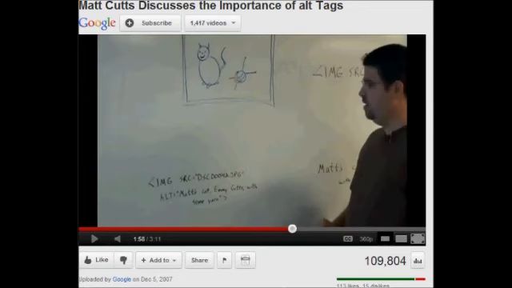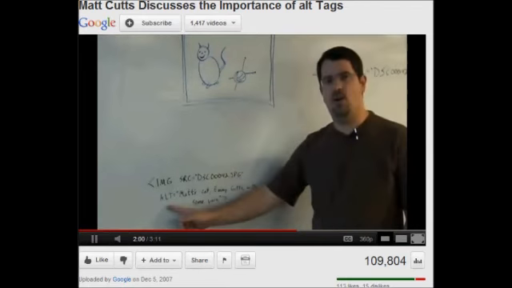Alright, so this is a YouTube video with one of Google's senior engineers, Matt Cutts. He's been working on the search quality team for many years, and we're going to go ahead and let him explain a little bit about how many words are appropriate to include in your alt tag. And if you notice down here, yes, this is on Google's official account. If you want to look it up on YouTube, just type in Matt Cutts discusses the importance of alt tags. So this is legit.